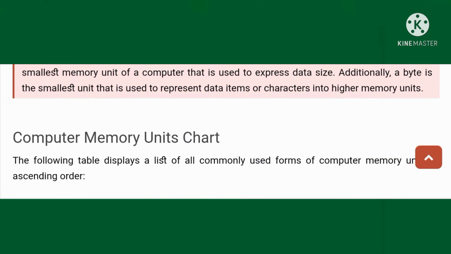Note here: bits and bytes are known as the basic building blocks of memory, where the bit is the smallest memory unit of a computer that is used to express data size. Additionally, a byte is the smallest unit that is used to represent data items or characters into higher memory units.